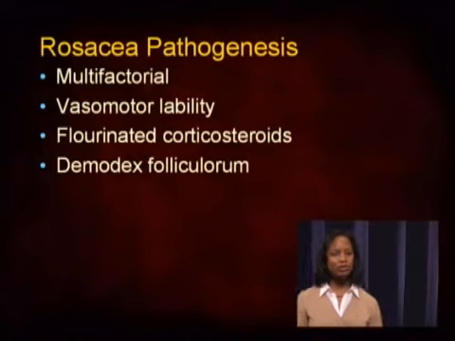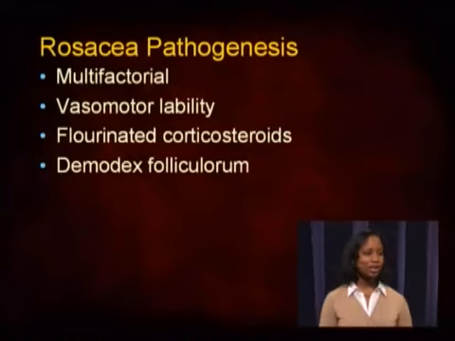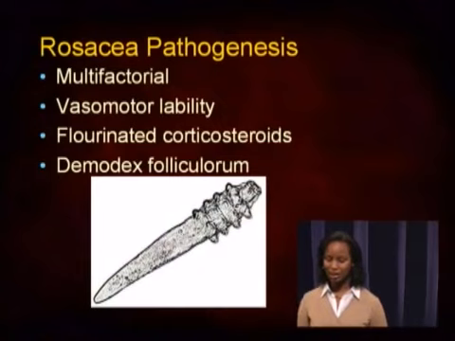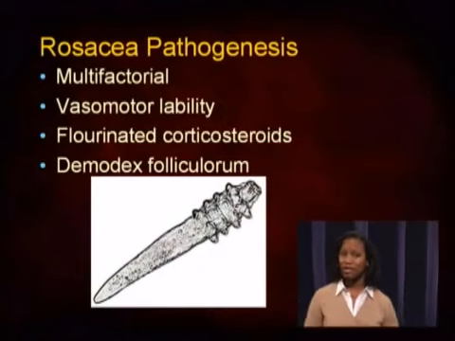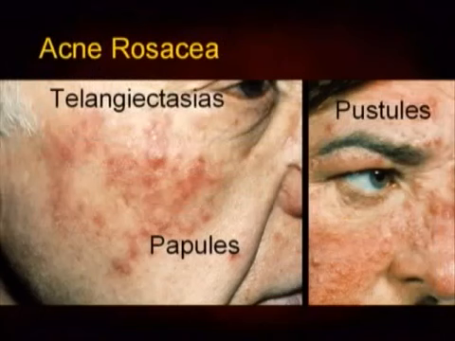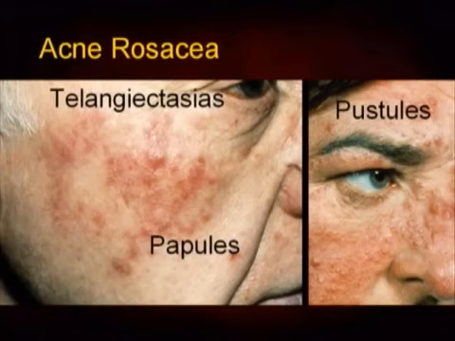Fluorinated corticosteroids, which usually are higher potency topical steroids, can induce rosacea on the face. And then Demodex folliculorum, which is a mite on the surface of the skin, is sometimes found to be in greater numbers in patients with rosacea compared to people who don't have it. So here are a couple of examples of a typical or classic rosacea appearance. These are mature adults, not teenagers like you would expect to see with acne.